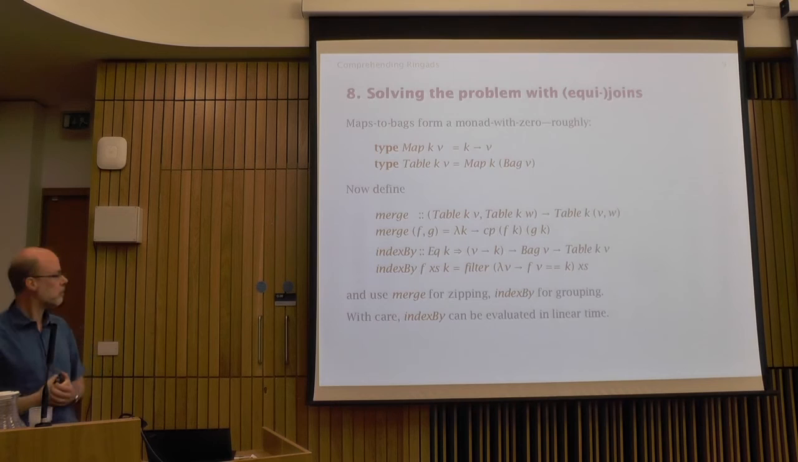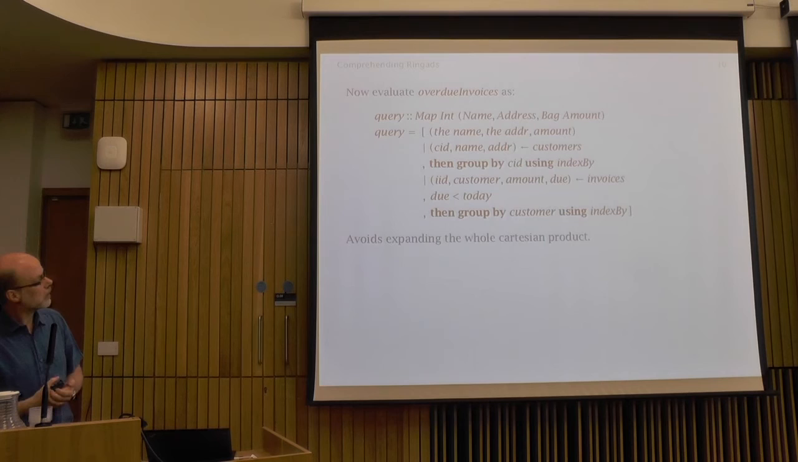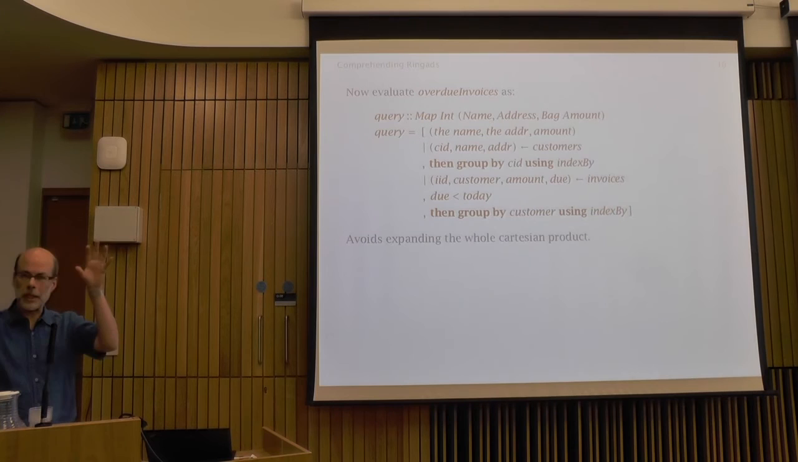Using this merge and this indexBy, I can now write my invoices query as follows. Again, I draw customer ID, name, address triples out of customers, and simple invoices out of the invoices table. I do those in parallel, with those two vertical bars in this comprehension. So I'm going to use the zip, the merging thing. But for each of the two halves of the parallel comprehension, I'm going to group using indexBy: group by customer ID for customers, and group by customer ID for invoices. That will give me a customer table indexed by customer ID, and an invoice table indexed by customer ID.